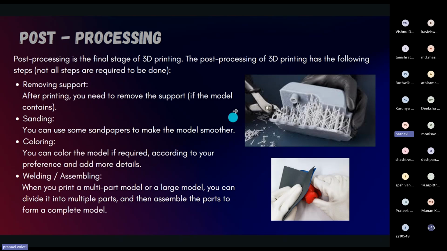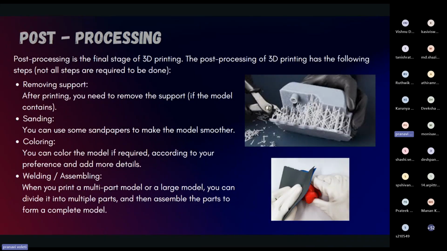So the next part is post-processing of the 3D printed model. We need to do this because we might have supports while the model is printed. The supports help in the building of the model. We can remove the supports after it's printed. And when you have any rough surfaces on the model, we can use sandpaper to smooth them.